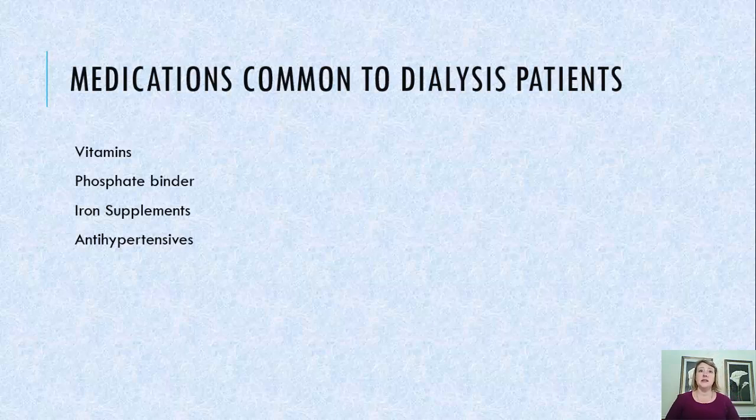Medications that are common to dialysis patients usually include vitamins. You'll see that they are taking water-soluble vitamins. It's important for you to also know that they'll be taking phosphate binders. Whenever you're taking care of a patient that's on dialysis of any sort, you'll want to be sure to give these phosphate binders with their meals if they're eating. Common phosphate binders are Phoslo, which is calcium acetate, Renagel, which is sevelamer hydrochloride, and Caltrate, which is calcium carbonate.